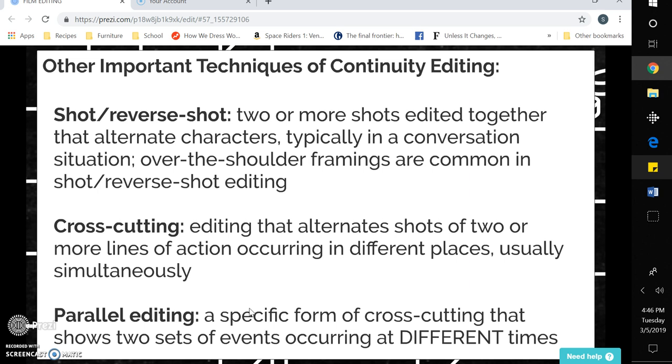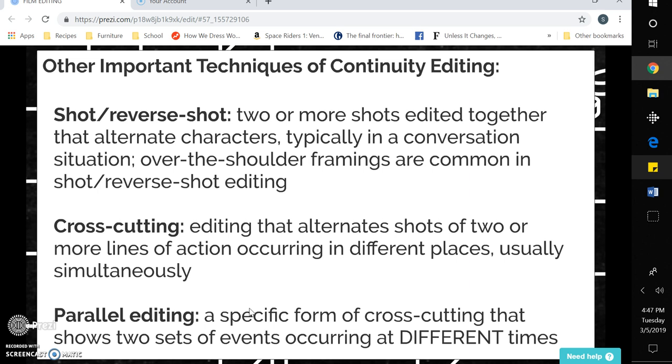Cross-cutting and parallel editing, these terms are often used interchangeably, to the point where it's really difficult sometimes to suss out the difference between these two things, because in industry terms, cross-cutting and parallel editing are used simultaneously to mean the same thing, but according to some theorists, the main difference is temporal.